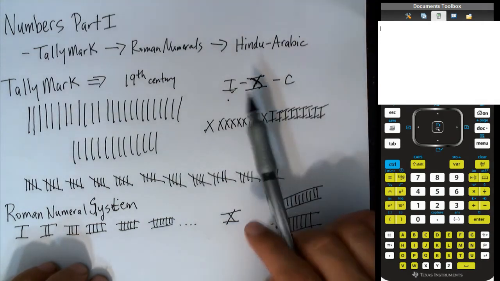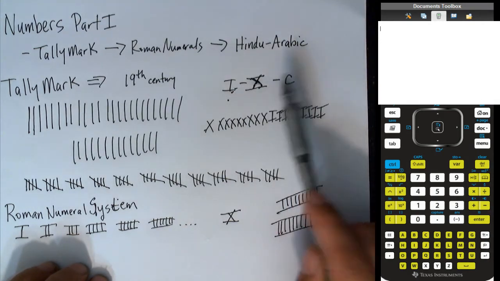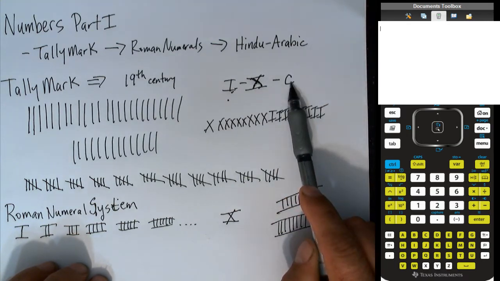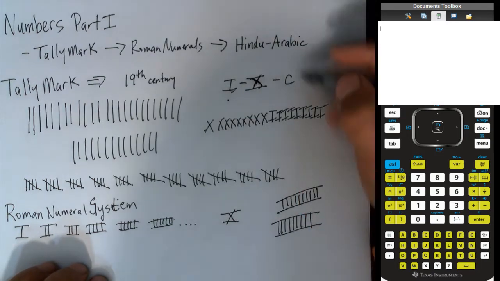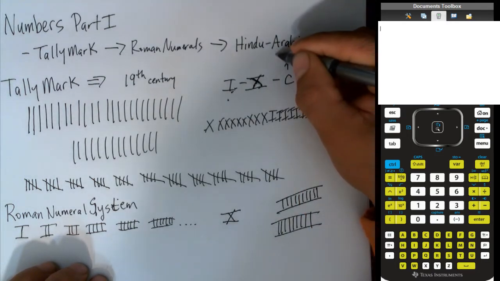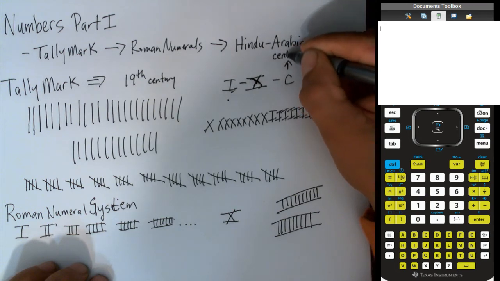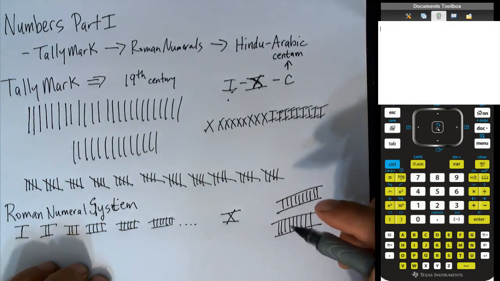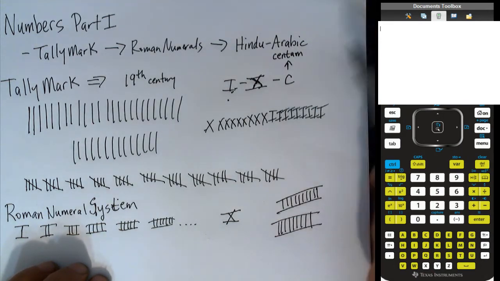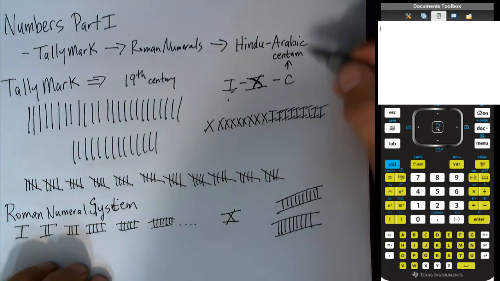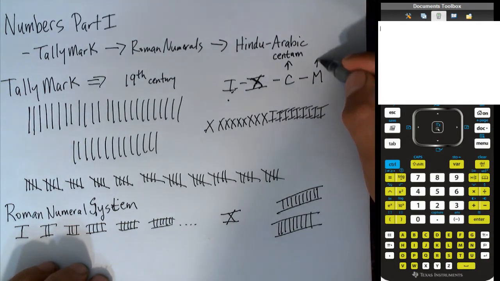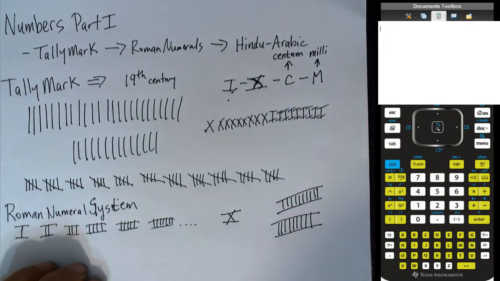So we had I for 1, X for 10, C for 100, and C actually comes from the Latin centum. A century's 100 years. A C note's $100. C, you'll see that a lot. And then the 1,000 is M. Milli. 1,000.